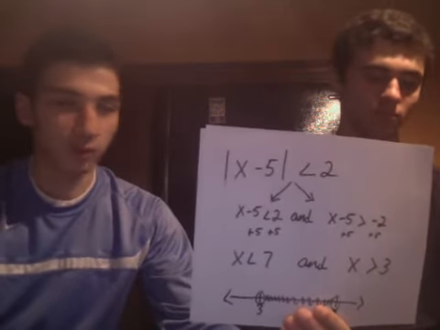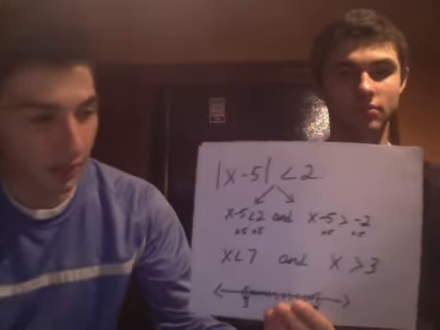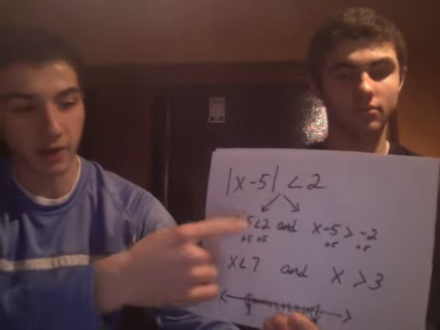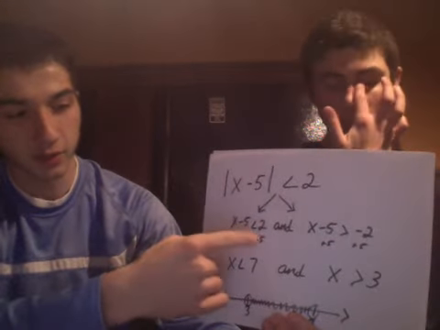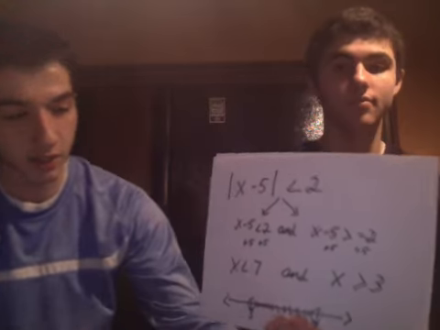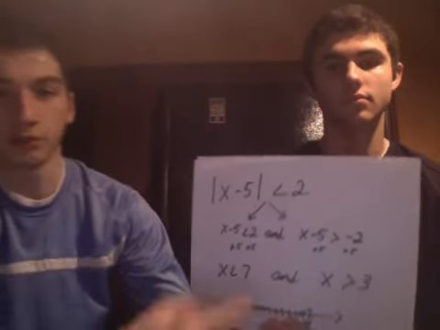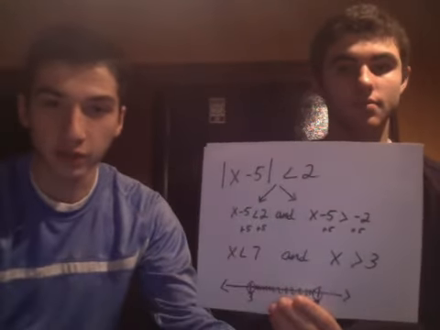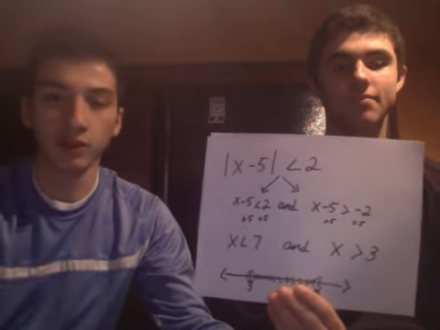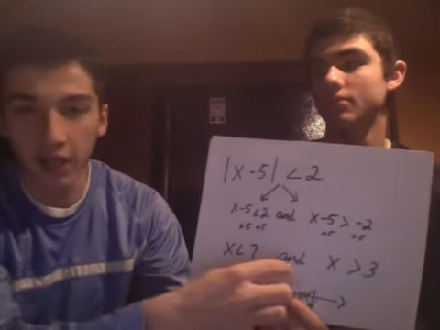And then, of course, you have to get the x by itself. So you do plus 5 to both sides, and you get x is less than 7. And then you do plus 5 on this side as well, so you get x is greater than 3. And make sure you put that "and" in there.